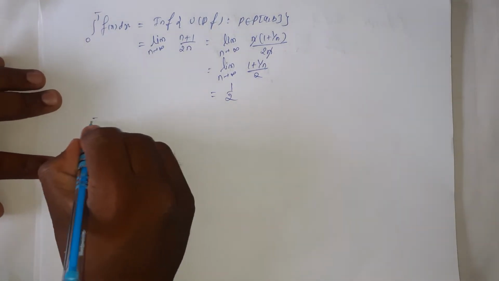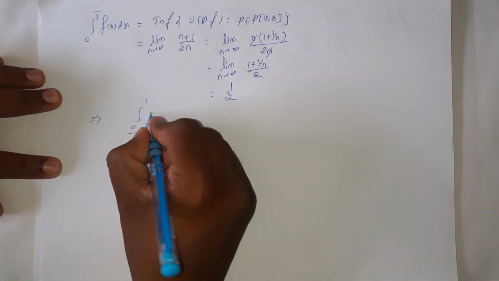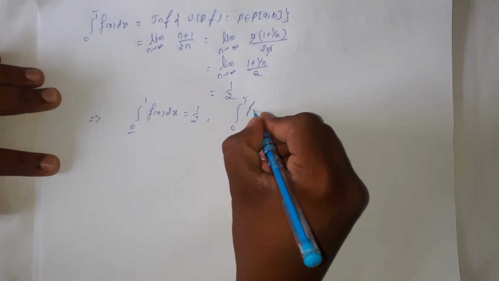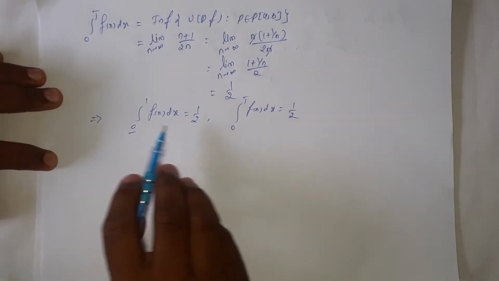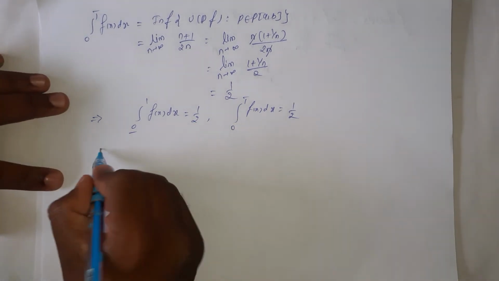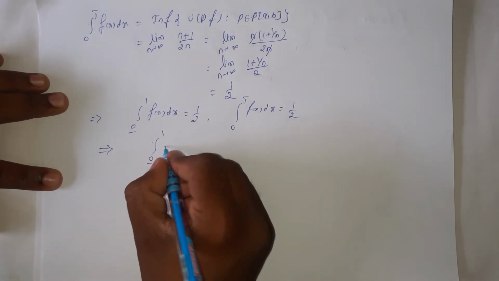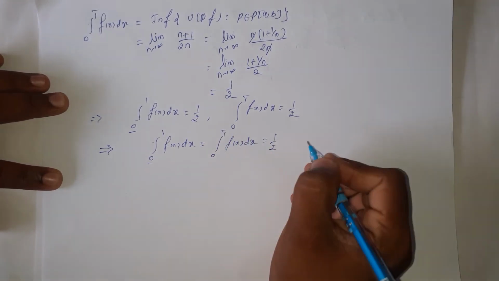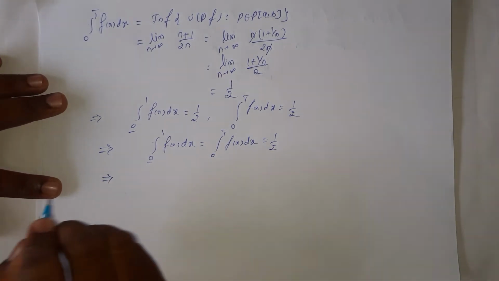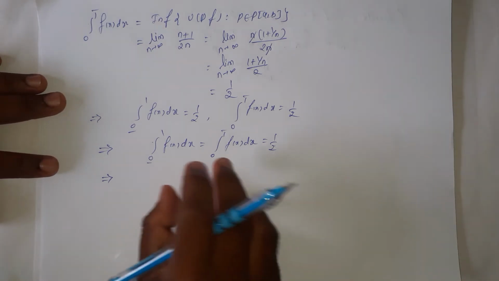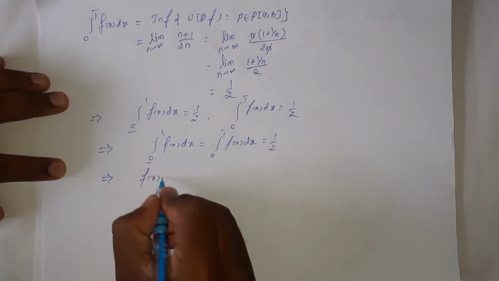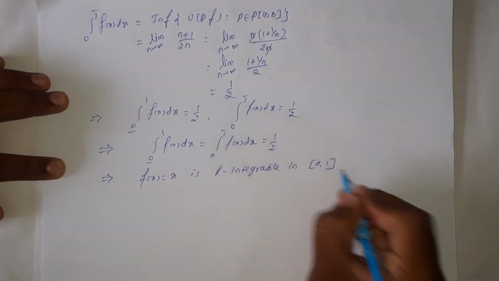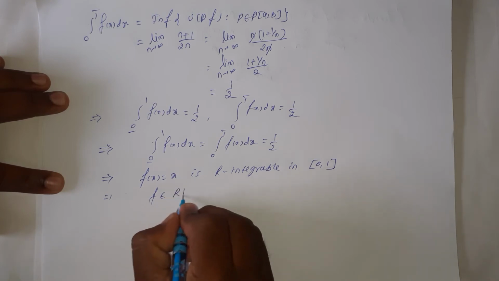So it implies that the lower integral from 0 to 1 of f of x dx is equal to 1 by 2, and also the upper integral from 0 to 1 of f of x dx is 1 by 2. On comparing, we can say that these two are equal. Therefore, the lower Riemann integral and the upper Riemann integral are one and the same, which implies that f of x equal to x is R integrable in the interval [0,1], or f belongs to R[0,1].